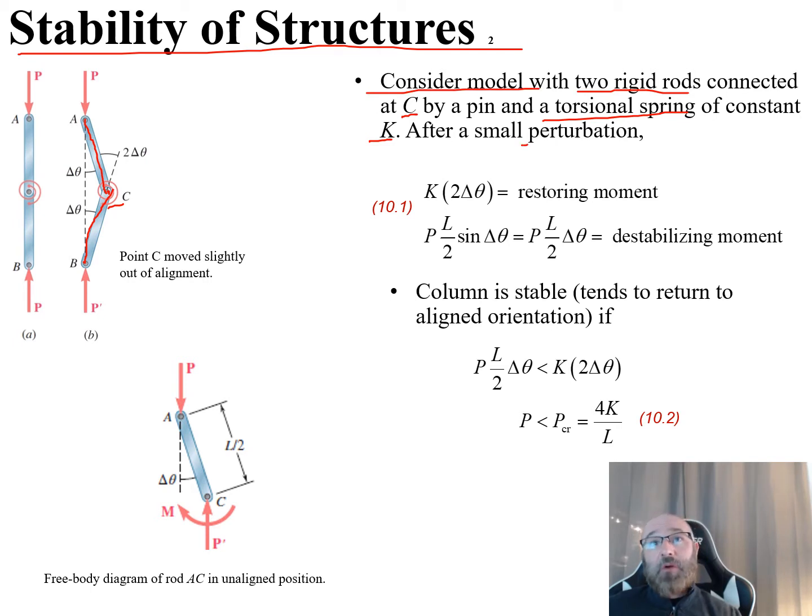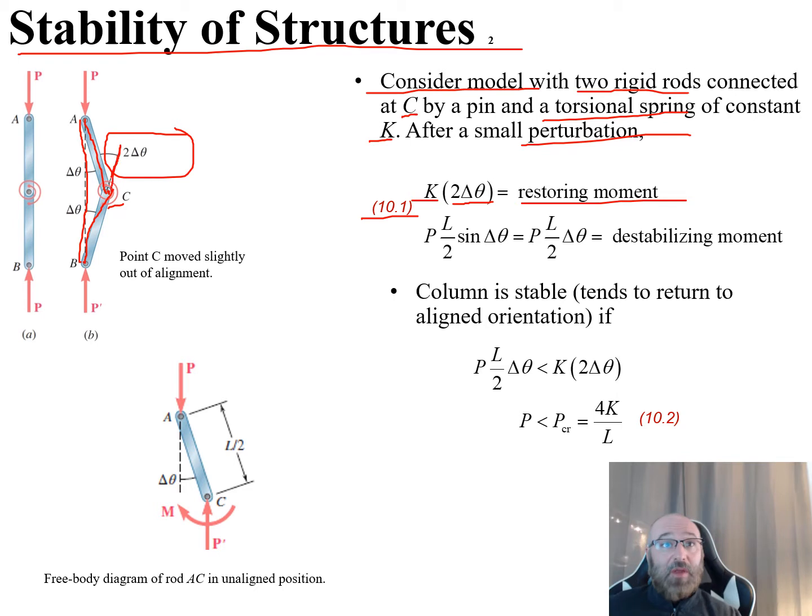Now, after a small perturbation, we come up with a relationship from equation 10.1 in our textbook. We have this restoring moment, which is our spring constant K times 2 times delta theta. This 2 delta theta is this angle right here. If we're looking down, if this is a straight line from A to B, we come up with this angle here.